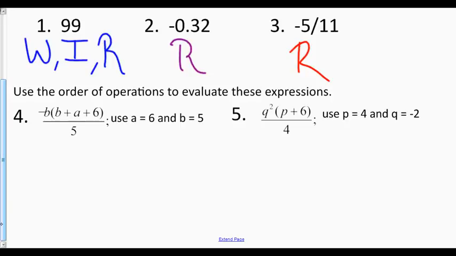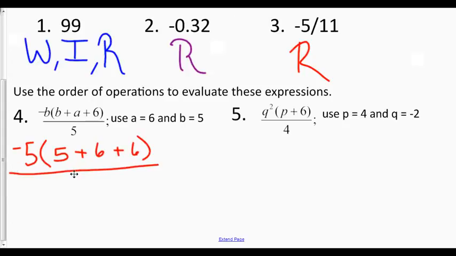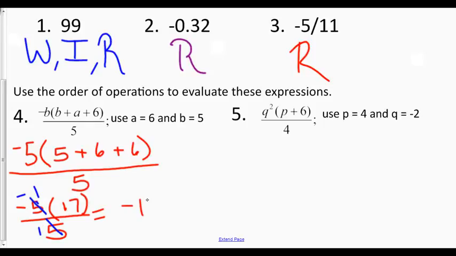Finally, I want to simplify these expressions, so I'm going to substitute. B is 5, so I'm going to write -5 times the quantity 5 plus 6 plus 6, all of that over 5. So I have -5. 5 plus 6 is 11. 11 plus 6 is 17. And that's going to be all over 5. I can cancel out these 5s here, right? So this is just going to be negative 1 times 17 over 1. And the answer to that is just negative 17.